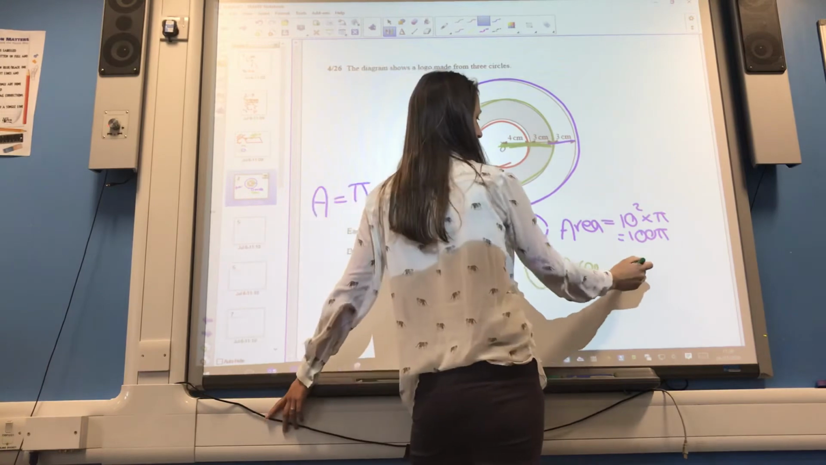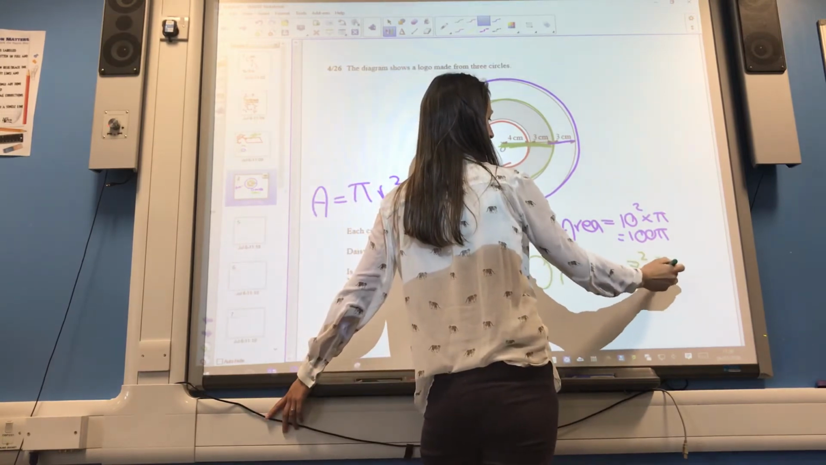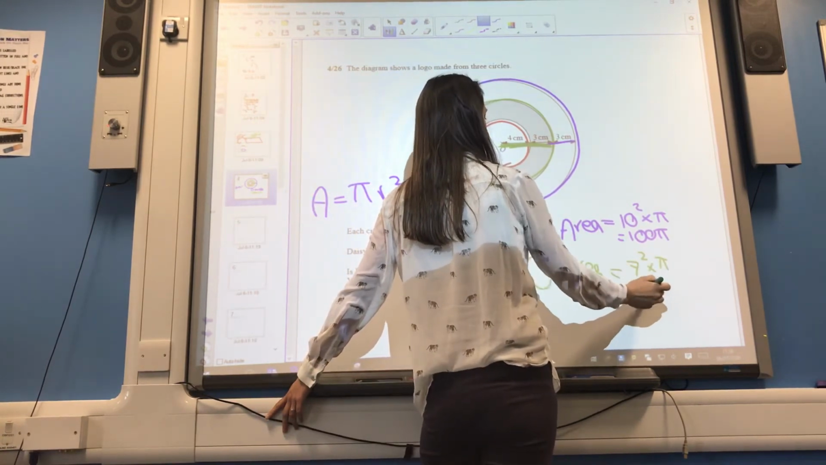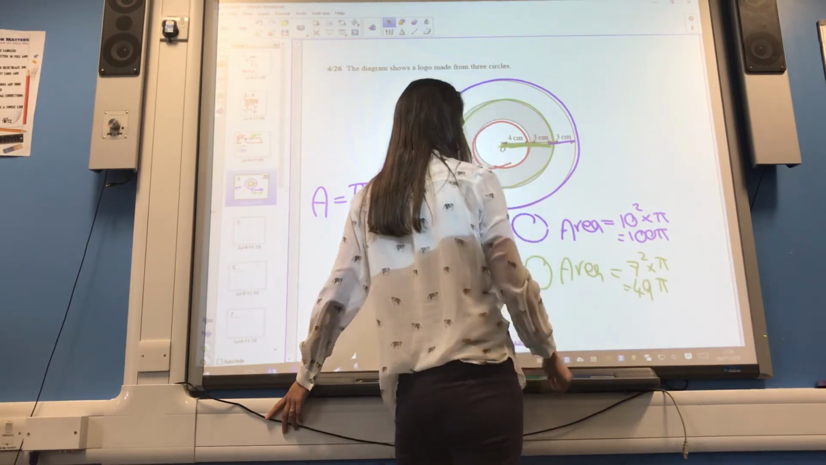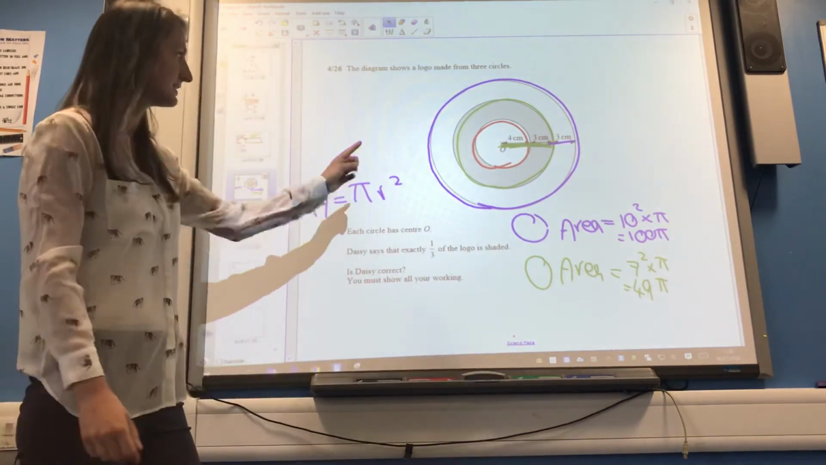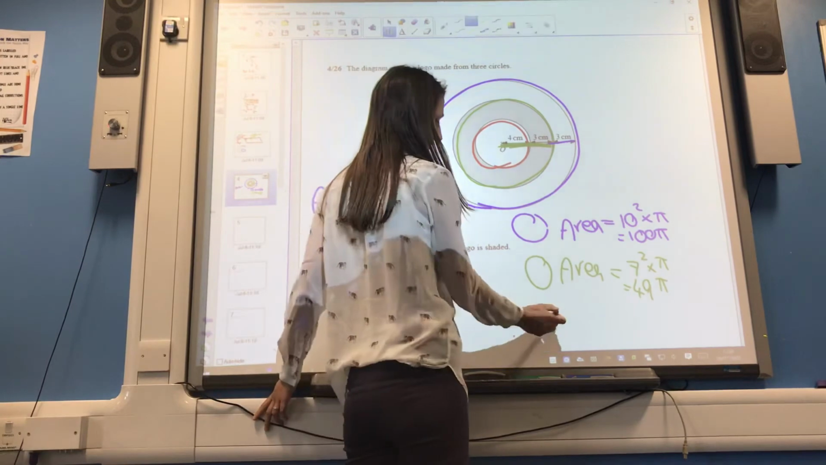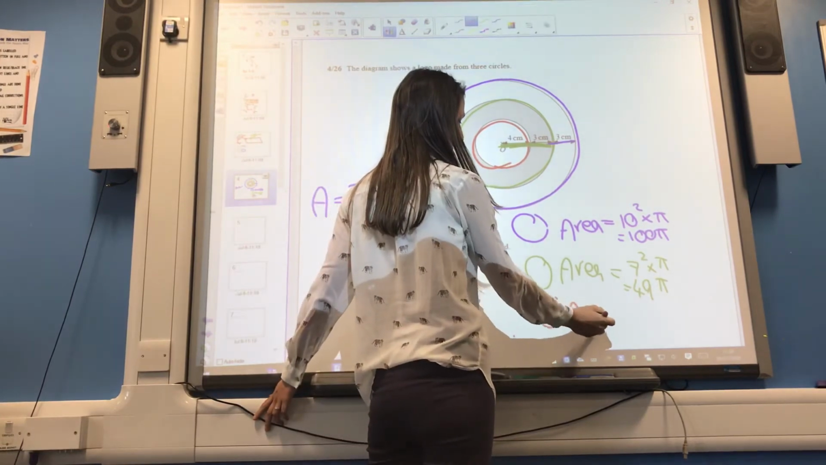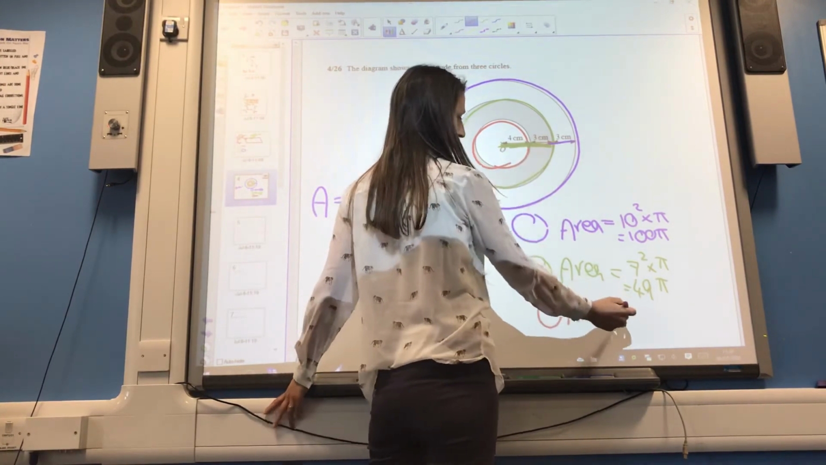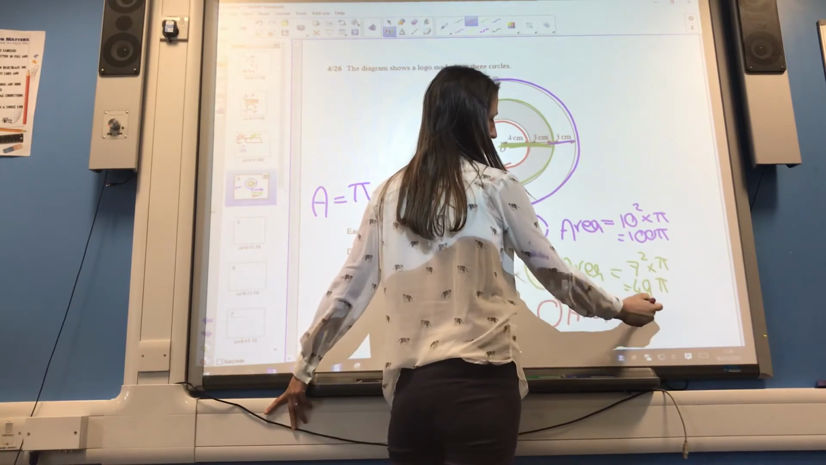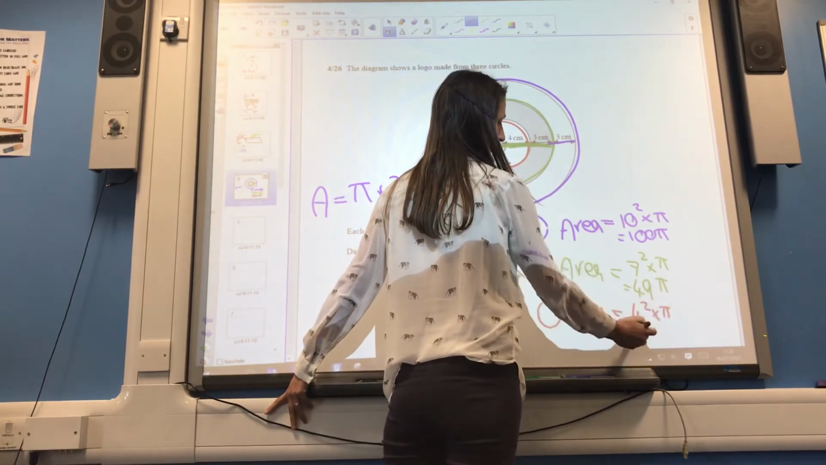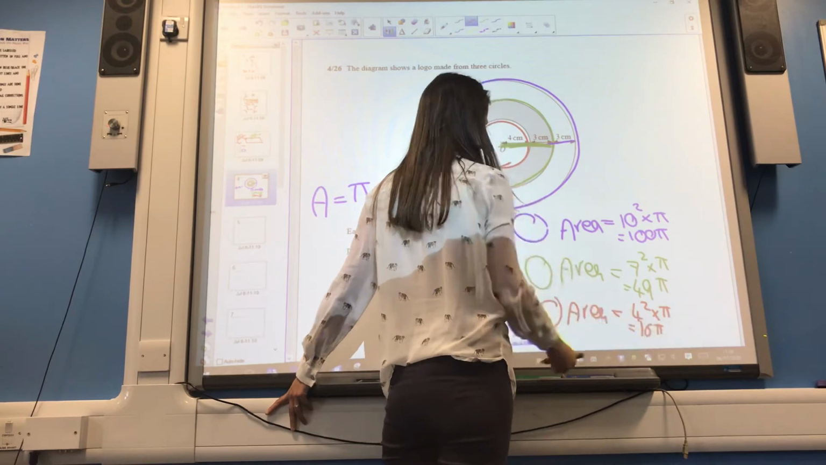For the green one, the radius is this, so that's going to be 7 squared times pi. That is 49 pi. Then we've got to find the red one. The red one radius is just 4, so that is 4 squared times pi, which is 16 pi.